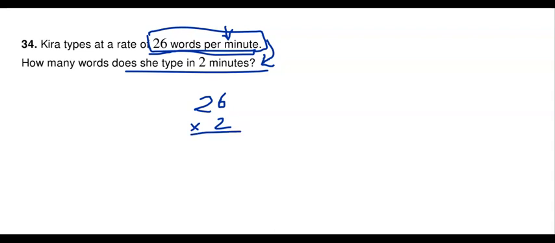Okay, so 6 times 2 is 12. 2 times 2 is 4. Plus 1 more is 5. So it's going to take 52, or 52 words can be typed in 2 minutes. And that's how you find that. So in 2 minutes, 52 words can be typed. And that's how you do 34.